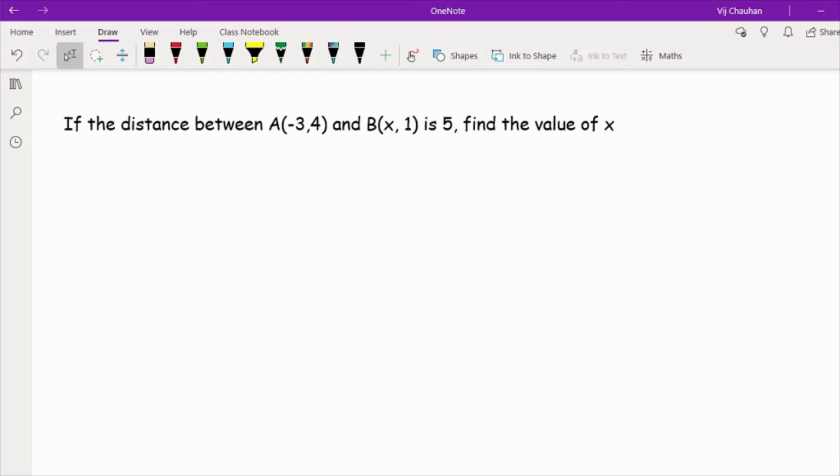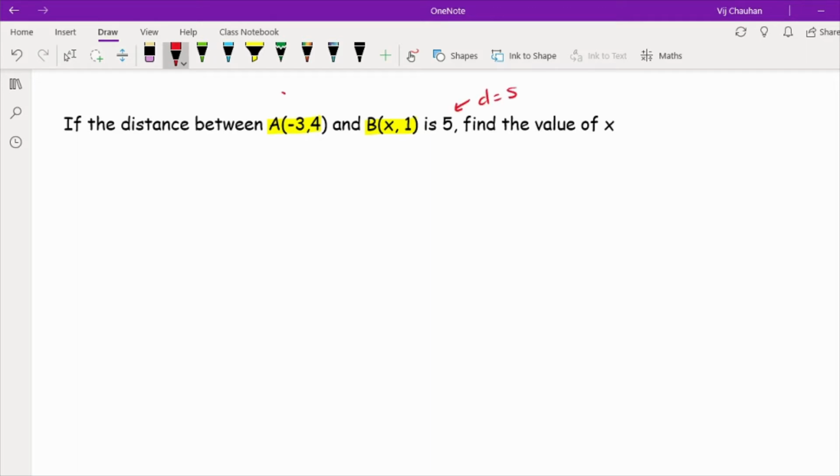So in this next example, we've got what we call a reverse question. This is when we are given the answer and we need to work out what part of the question is. So in this particular question, I've got my 2 coordinates, A and B. And I've already been told that the distance is going to be 5.